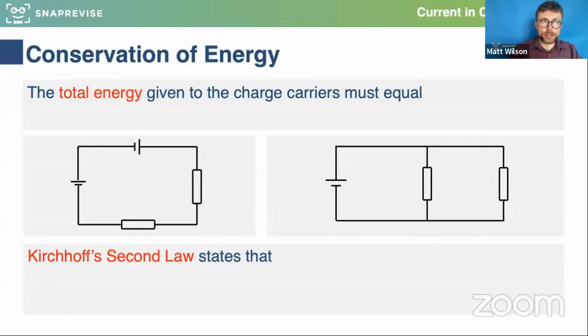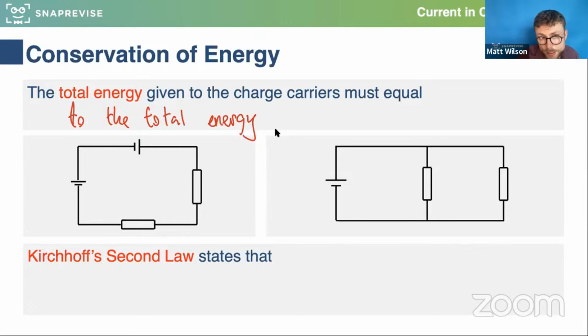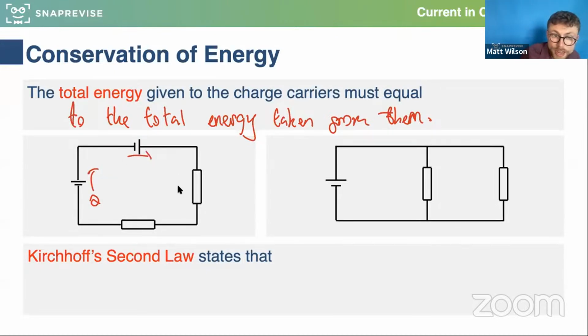Okay, so let's jump straight in. So maybe this is more familiar than the conservation of charge. The total energy given to charge carriers must be equal to the total energy taken from them. Okay, so we'll see this in an example. The law of conservation of energy says the amount of the energy should stay the same. We're going to think about this in the context of a circuit, and we're going to say whatever energy our charge Q picks up as it goes around our circuit should be the same as the energy that it loses as it goes around the circuit.